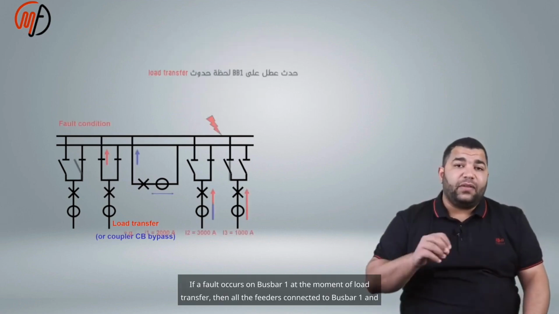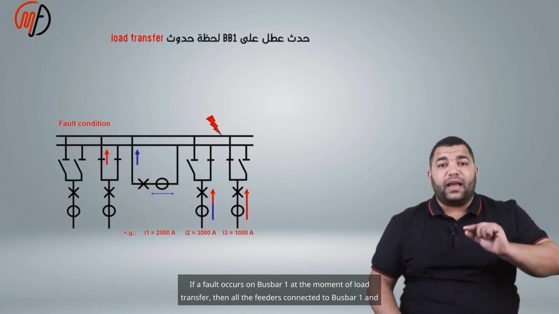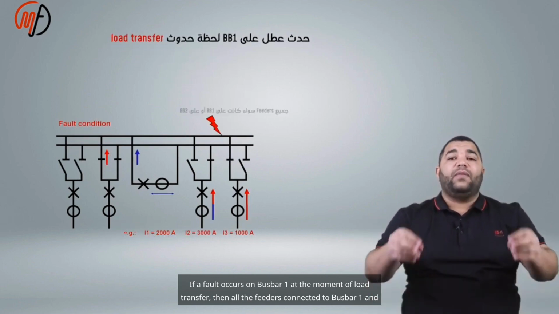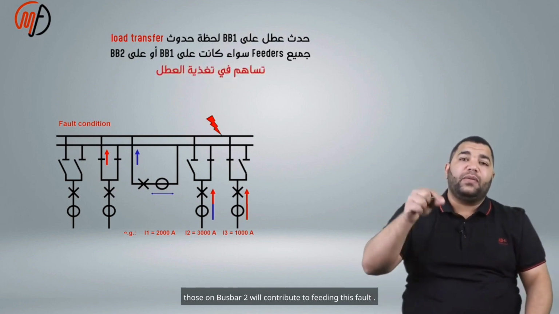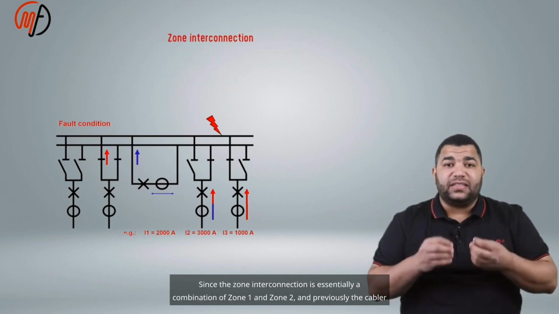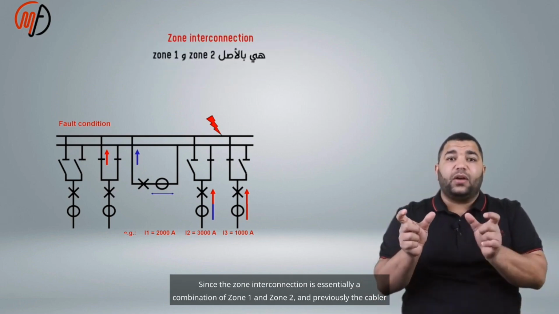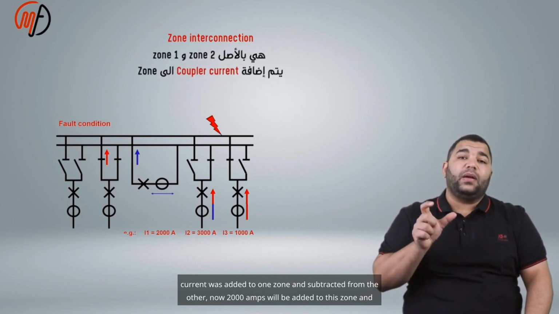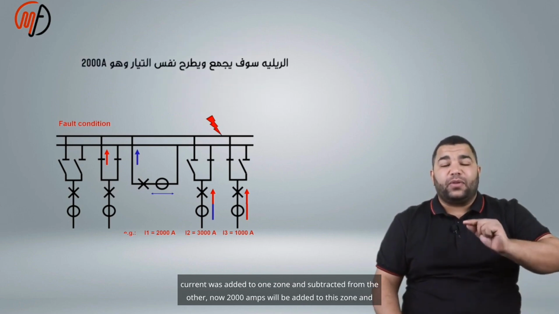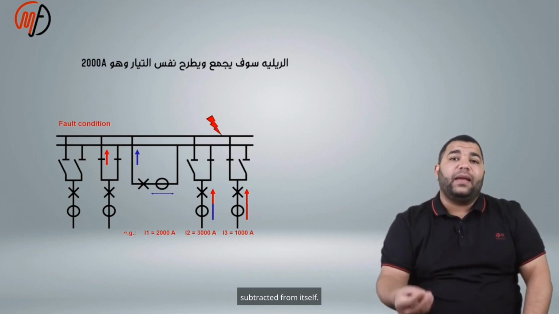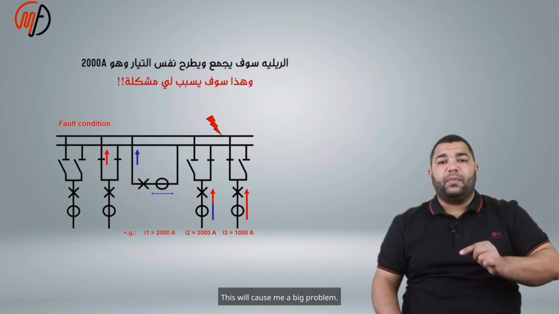Now let's assume a fault occurs on busbar 1 at the moment of load transfer. Then all the feeders connected to busbar 1 and those on busbar 2 will contribute to feeding this fault. Since the zone interconnection is essentially a combination of zone 1 and zone 2, and previously the cabler current was added to one zone and subtracted from the other, now 1,000 amps will be added to this zone and subtracted from itself. This will cause me a big problem.